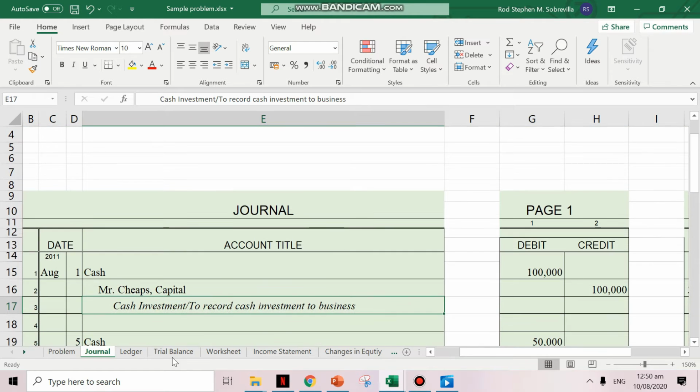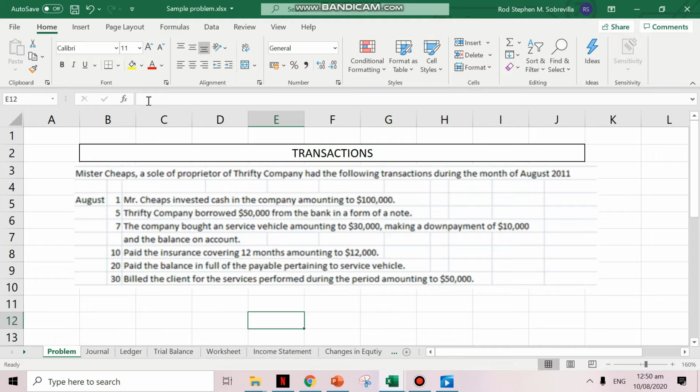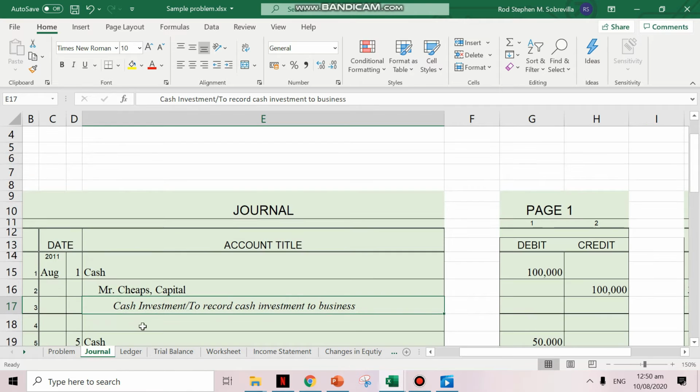And then, next, our second transaction, August 5. Thrifty Company borrowed $50,000 from the bank in form of note. Alamin ulit natin ang dalawang accounts na affected. Borrowed $50,000. Ano yan? Cash. So, nagkaroon tayo ng increase sa cash. So, debit cash. Debit cash, 50,000.